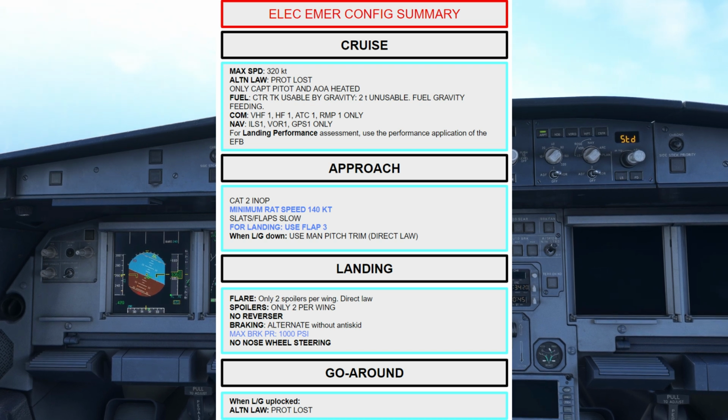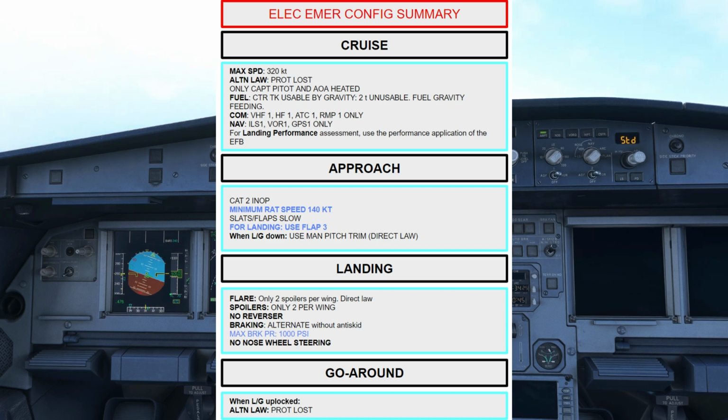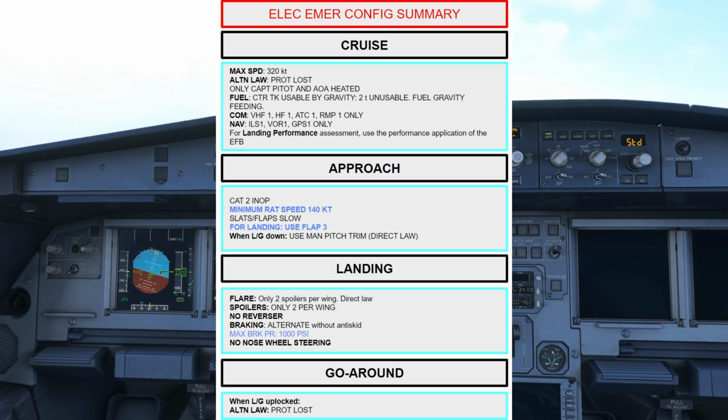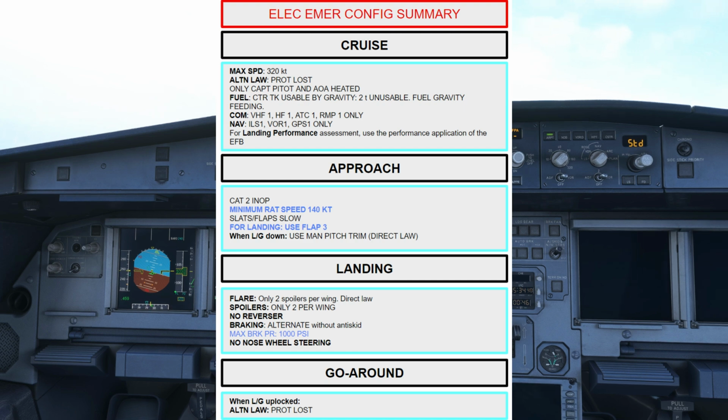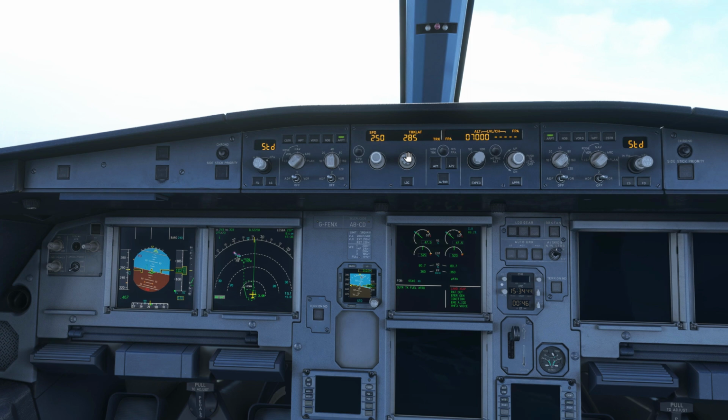The landing summary says, for the flare, we only have 2 spoilers per wing, in direct law. Spoilers, only 2 per wing. No reverser. Braking is alternate without anti-skid. Max brake pressure of 1000 psi. No nose wheel steering. And if we need to go around, then when landing gear is uplocked, we go back into alternate law. Great. That's understood.